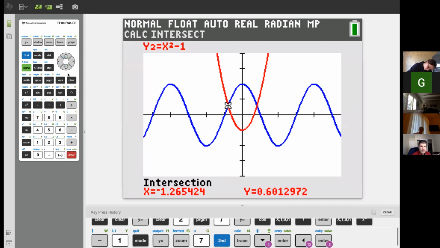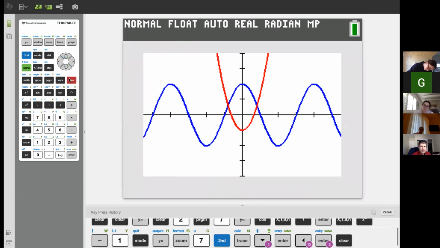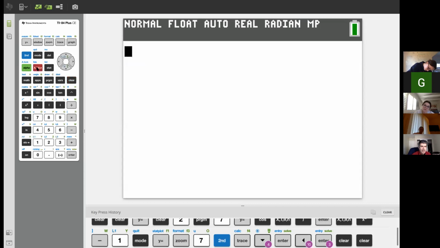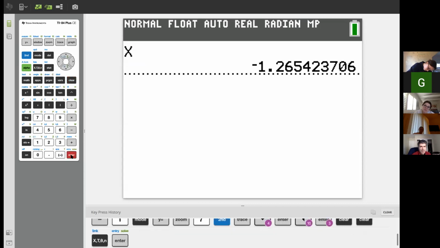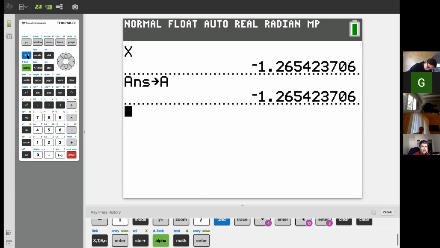Now what I'll do is I'll clear and go out to the home screen. If you hit X, it gives you that value. I'm going to store that as alpha A. That way I get an exact answer. Let's go back and do it again.